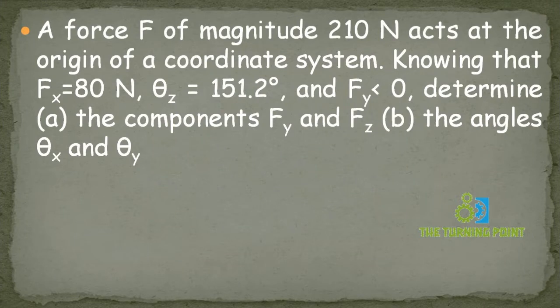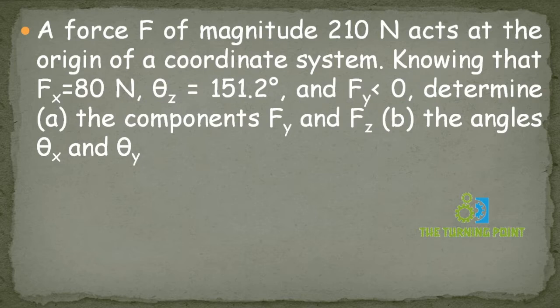A force F of magnitude 210 newtons acts at the origin of a coordinate system, knowing that Fx is 80 newtons, theta z is 151.2 degrees and Fy less than 0. Determine the components Fy, Fz, theta x and theta y.